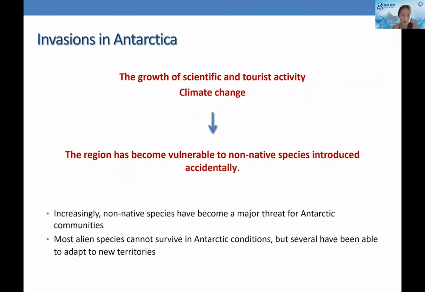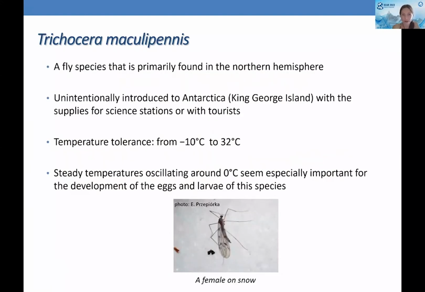While most alien species cannot survive in Antarctic conditions, unfortunately several have been able to adapt, and one of them is Trichocera maculipennis. I will skip the introduction as it was already done. I will just emphasize that steady temperatures oscillating around 0 degrees Celsius seem especially important for this fly during the development of its eggs and larvae.